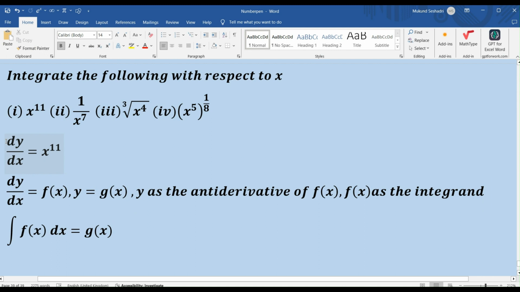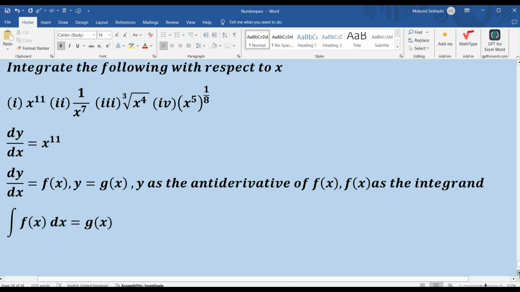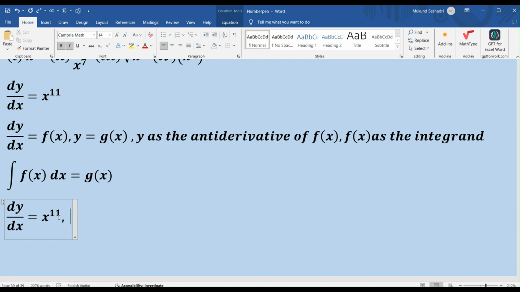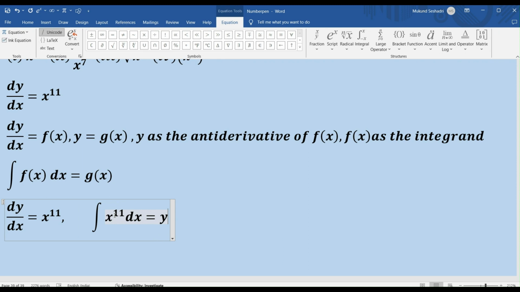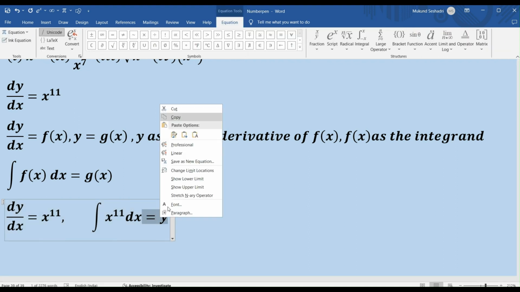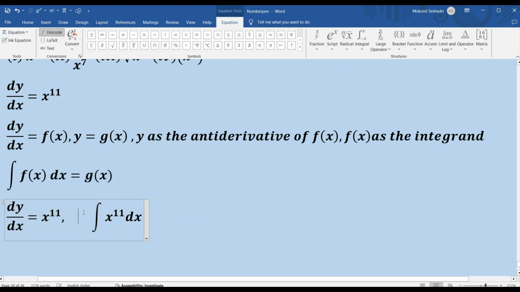So let's go back to the problem. My dy by dx is equal to x to the power 11, right? I've been asked to find y. Integral of x to the power 11 dx equals y, and this is how we write this particular expression, right? So we've been asked to find y. Let me put y on the other side. It's much easier to visualize it that way.